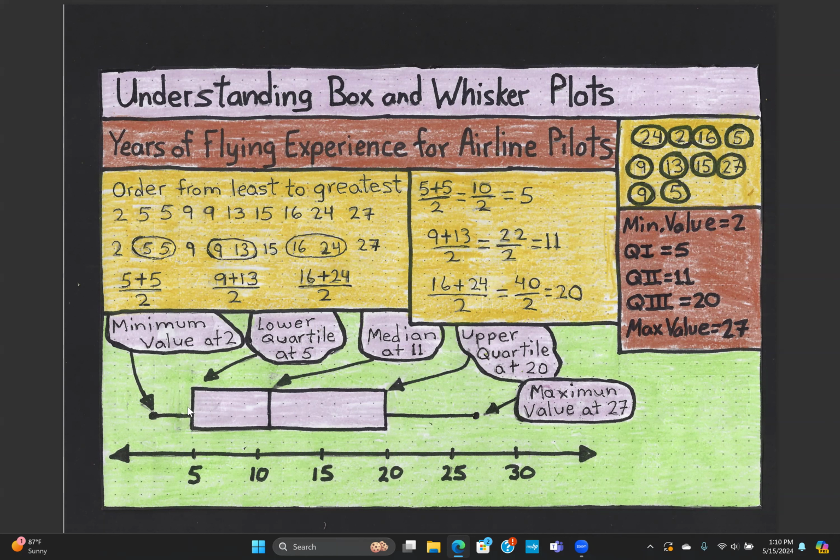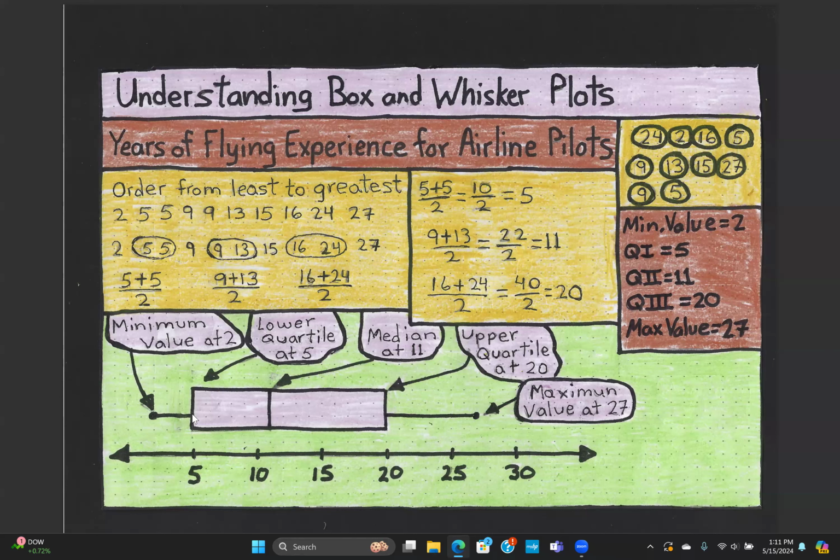Let's go over that again. The minimum value is 2 years. The lower quartile is at 5. The median of the entire data set is at 11. And 20 is at the upper quartile. It is the median of the upper range of numbers, while 27 in this particular survey represents the maximum years a particular pilot served doing his duty. So with that in mind, we have the minimum value of 2, Q1 is 5, Q2 is 11, Q3 is 20, and the maximum value is 27.